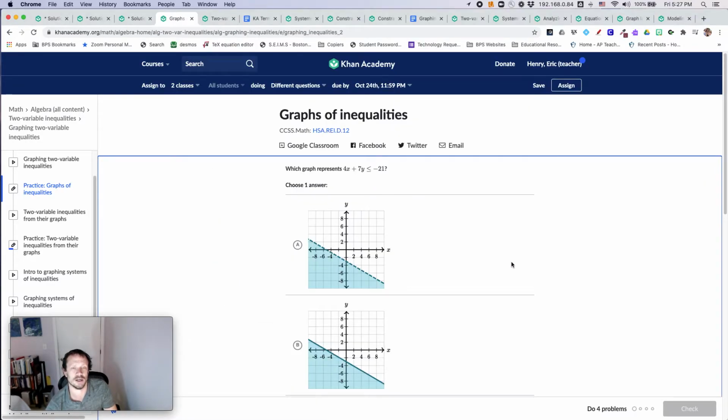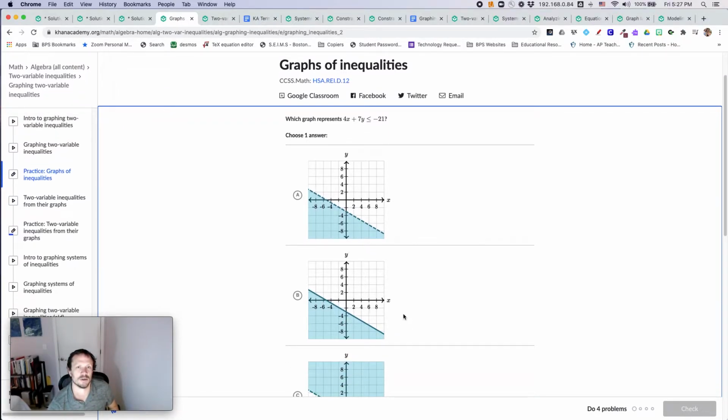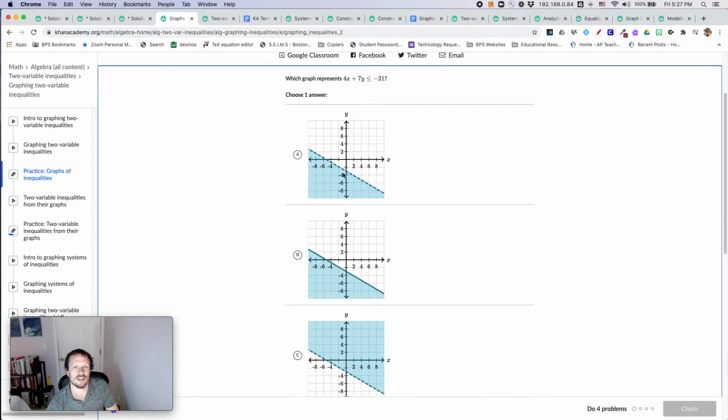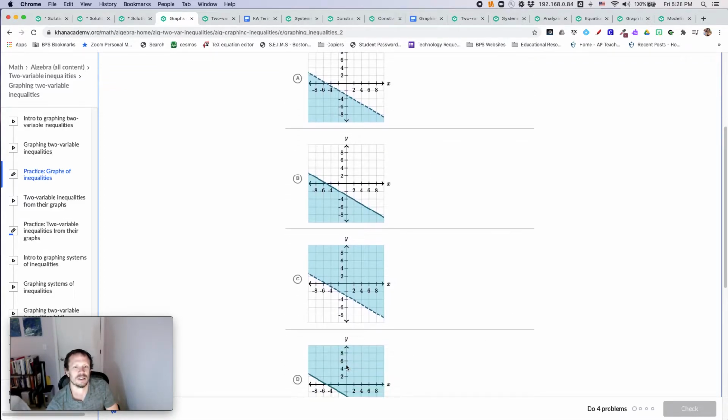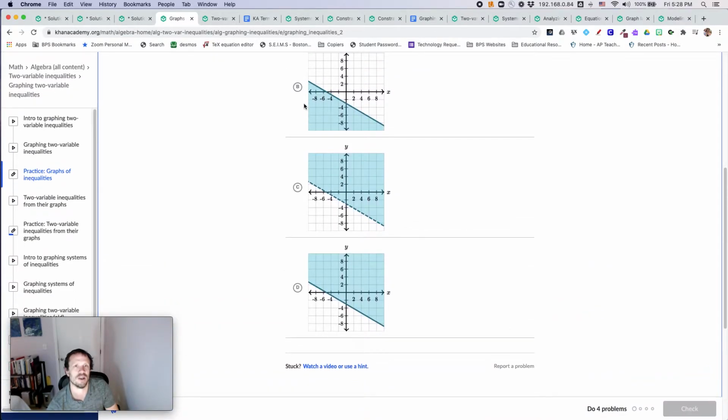Let's look at Khan Academy. Here we see we've got something that looks approximately right. I haven't checked the values on the graph. Let's see if any others look better. This one is a dashed line, can't be that. This one is a dashed line, can't be that. This one is up above the line. It wasn't that, it was less than or equal to. So even without checking, we can see that B is correct.